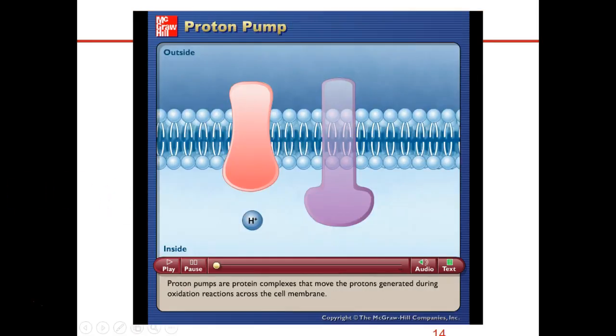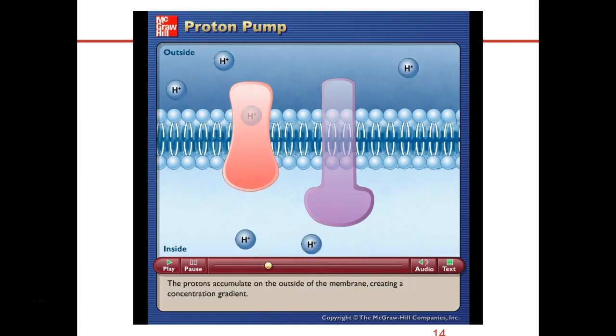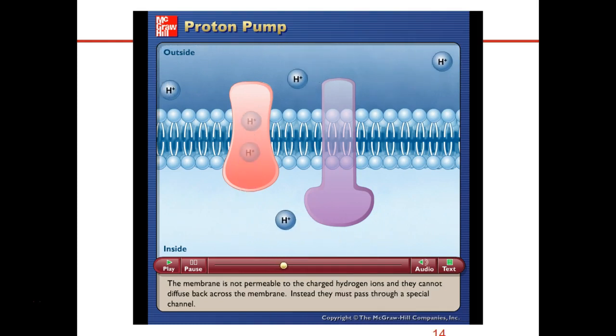And here is your proton pump. Proton pumps are protein complexes that move the protons generated during oxidation reactions across the cell membrane. As the protons move through the proton pump, they begin to build up on the outside of the membrane. The protons accumulate on the outside of the membrane, creating a concentration gradient. The membrane is not permeable to the charged hydrogen ions, and they cannot diffuse back across the membrane. Instead, they must pass through a special channel.